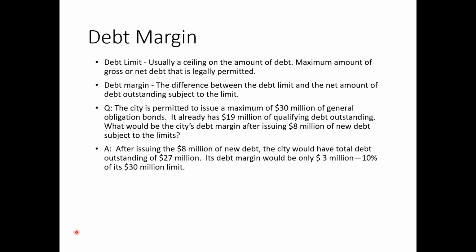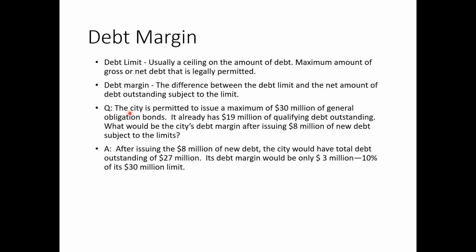Debt margin. This is also known as debt limit. Usually it's a ceiling on the amount of debt. This is the maximum amount of gross or net debt that is legally permitted. We call this the debt limit. The debt margin is the difference between the debt limit and the net amount of debt outstanding, subject to the limit. So we have the limit, which is the ceiling, and we have the current amount. The difference between the ceiling and the current amount is called the debt margin. This is the possible debt we may incur, the possible money we may borrow.